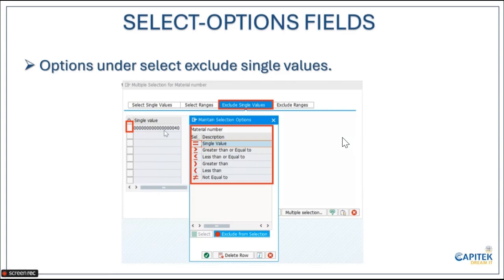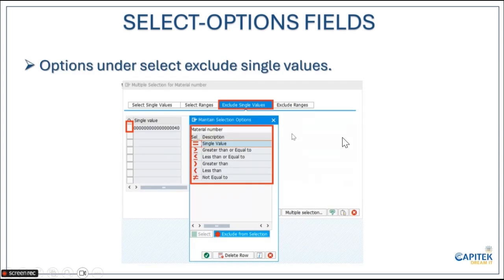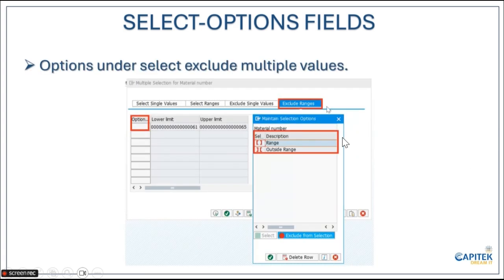Next, we have exclude ranges also. Anything you declare in the lower limit and upper limit of this exclude ranges option will be excluded. Very simple. If you give the range 61 to 65, the meaning is exclude in between 61 to 65.